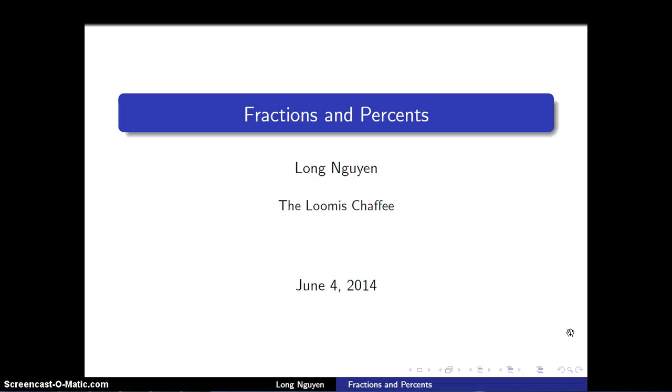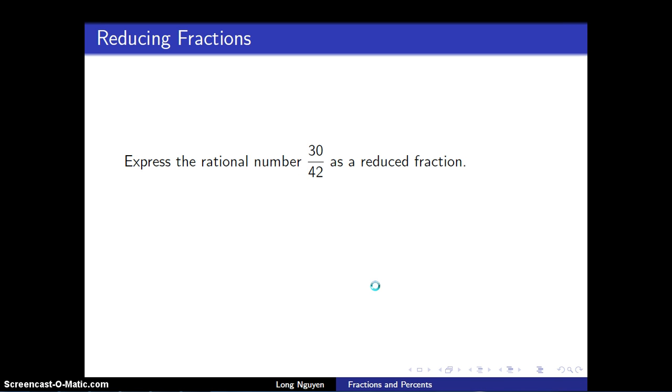Welcome to the online learning module for fractions and percents. This module is only intended as a review of fractions and percent. We'll start with learning how to reduce fractions.